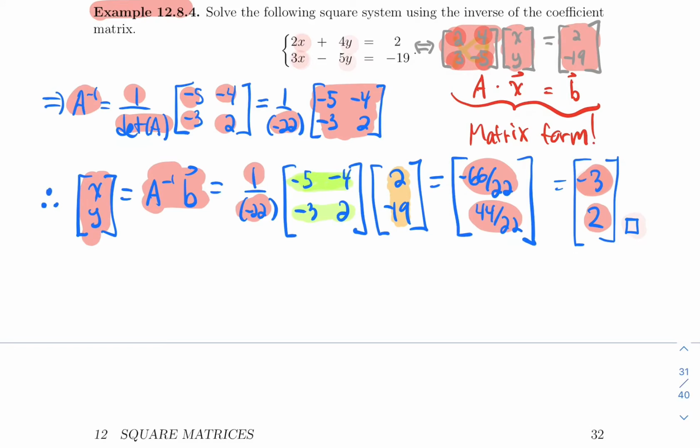And that's your unique solution. By the way, if you put minus 3 back in for x, and then you put 2 back in for y, you can double check that it's indeed the unique solution and it works.